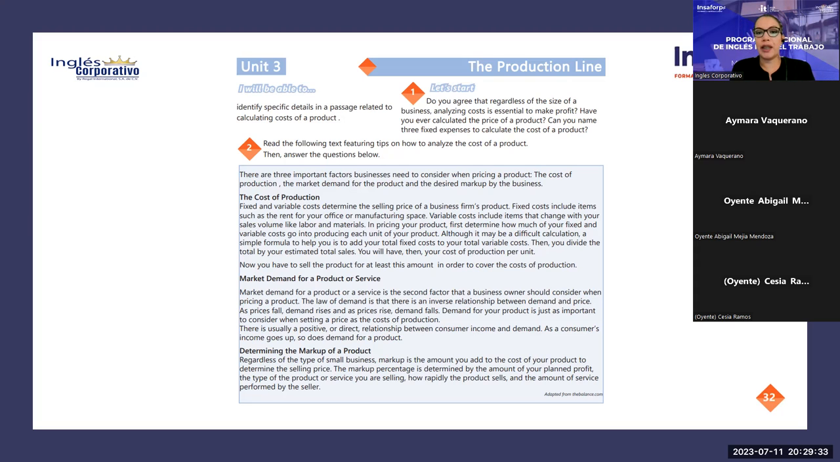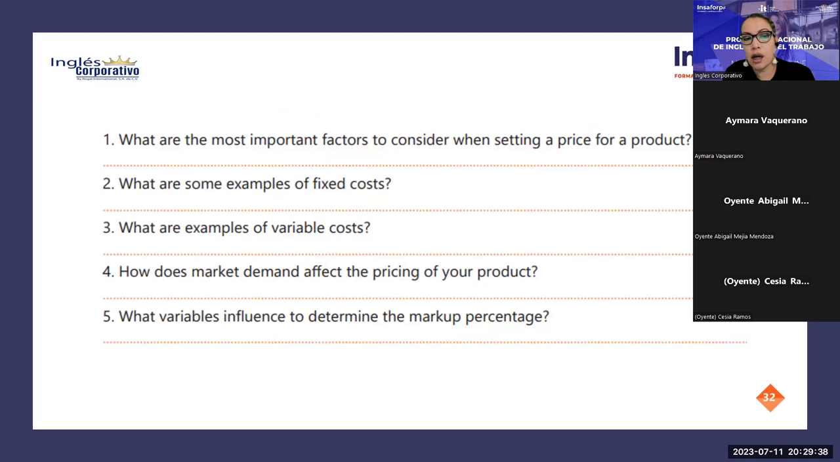Excellent. Thank you so much for having us reading, Aileen. And based on this reading, we have to answer these five questions. What are the most important factors to consider when setting a price for a product? What are some examples of a fixed cost? What are examples of a variable cost? How does market demand affect pricing of your product? And what variables influence to determine the markup percentage?